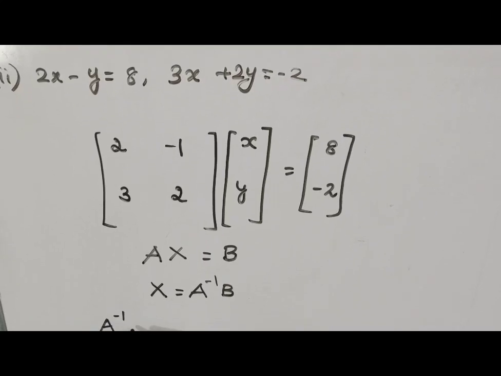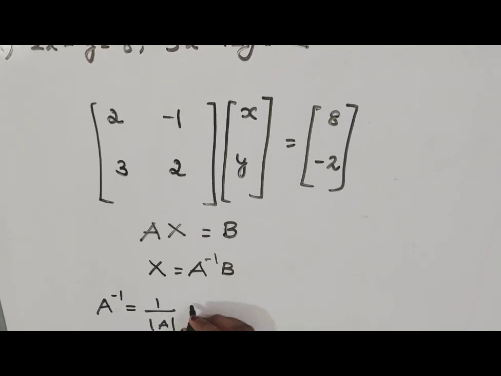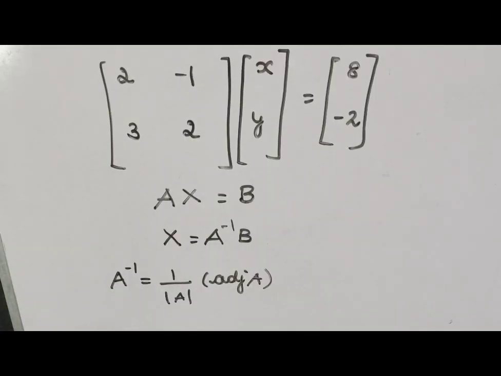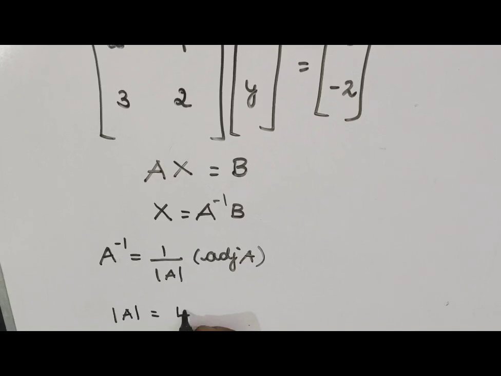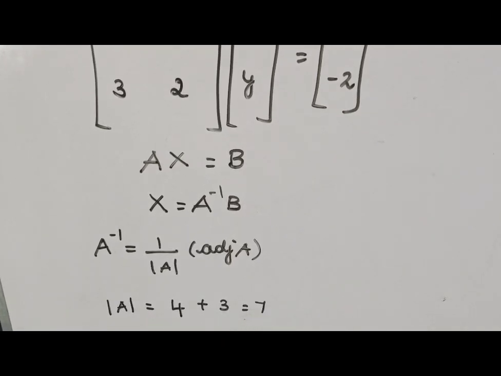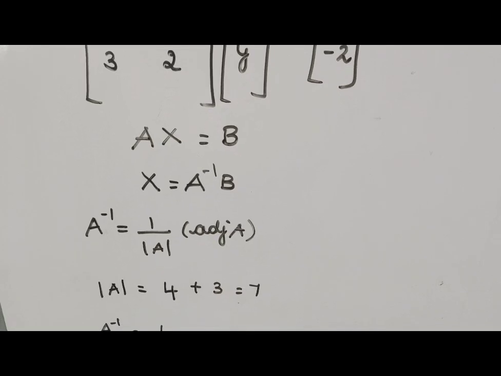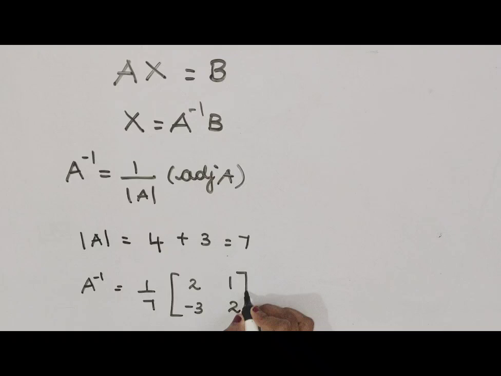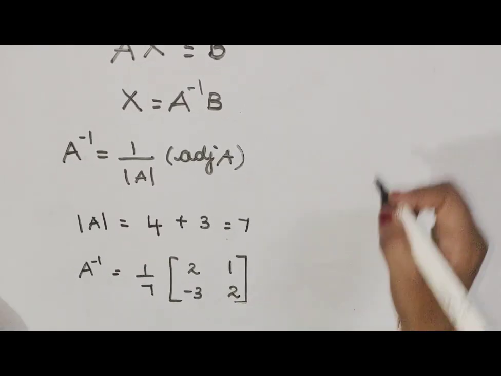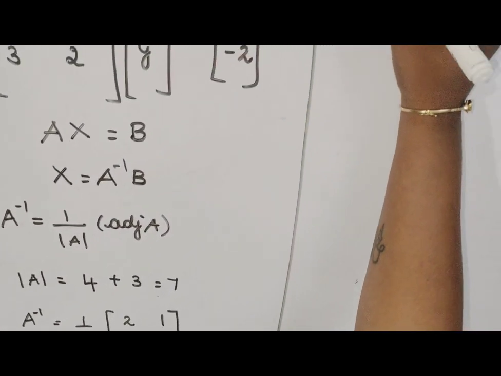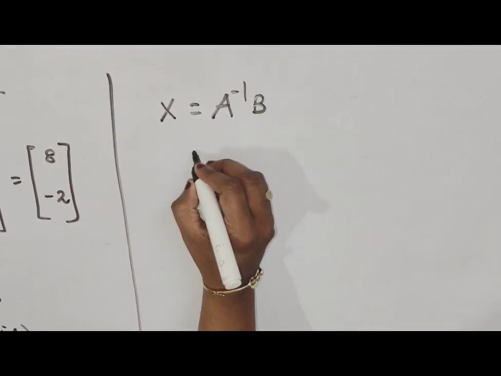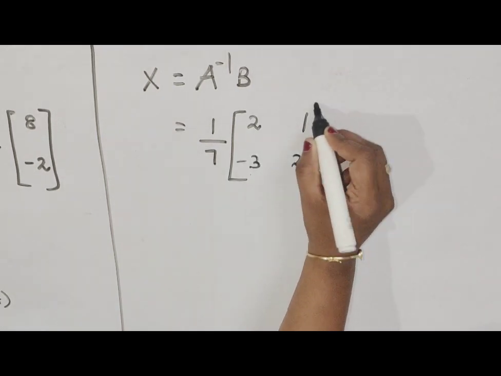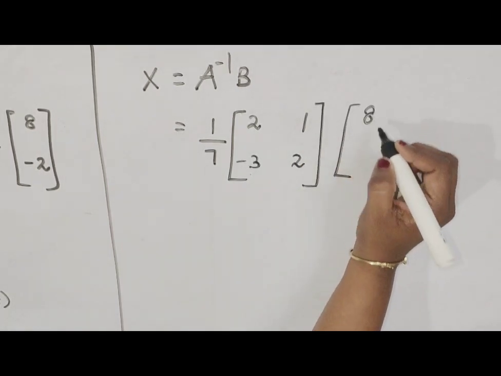First we have to find A inverse, which is 1 by determinant of A into adjoint A. So first let us find determinant A. Determinant A equals 2 2s are 4 plus 3, which is equal to 7. So I will substitute in A inverse 1 by determinant A. Adjoint A is 2, minus 1, minus 3, 2. So now we have the values to substitute. So we will simplify. X is equal to A inverse B. Value of A inverse is 1 by 7 into 2 1 minus 3 2. Value of B is 8 minus 2.